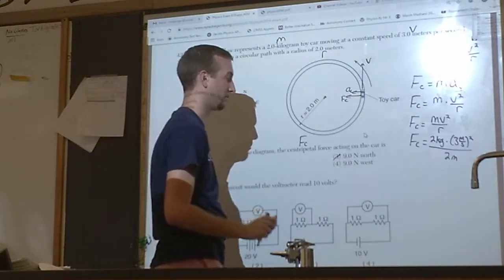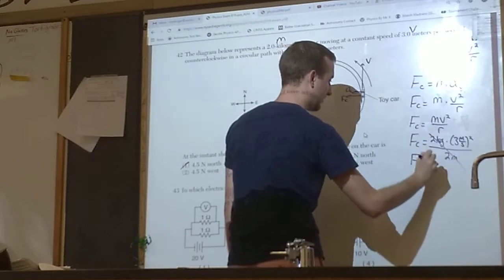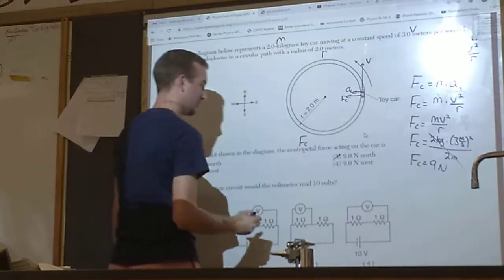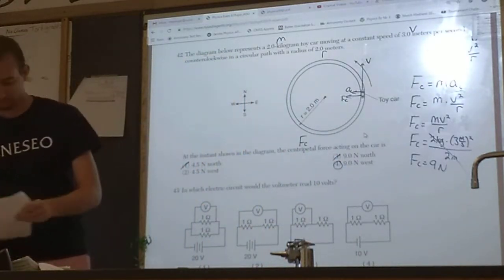I'm going to do some math real quick. I've got a 2 on top, 2 on the bottom. Those are going to cancel out. 3 squared is 9. So we are looking at choice number 4 in this case.